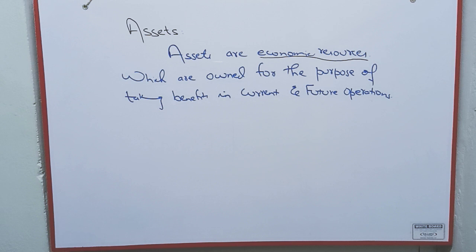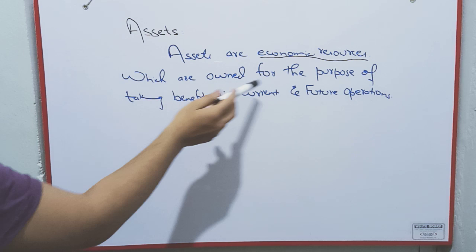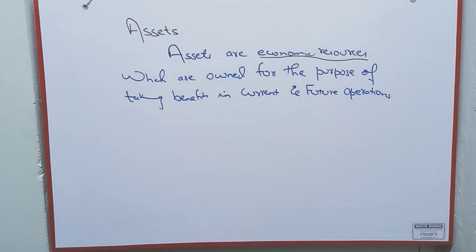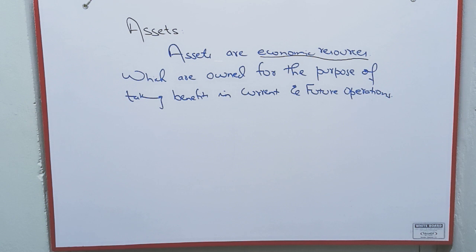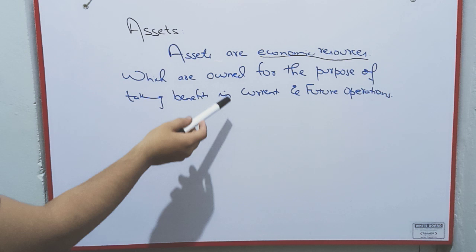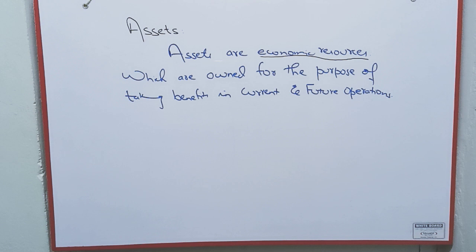How is it owned? Why is it owned? Because it is owned for the purpose of taking benefit in current and future operations. Assets provide us benefit in current and future operation. Just an example: we have gone to schools. There are furniture, boards, markers, buildings. They are all assets. If we remove these assets like benches, furniture, boards, markers, students would not come over there. If students do not come, the benefit would not be taken. So assets provide benefit in current and future operations. I hope you have got the concept of assets.